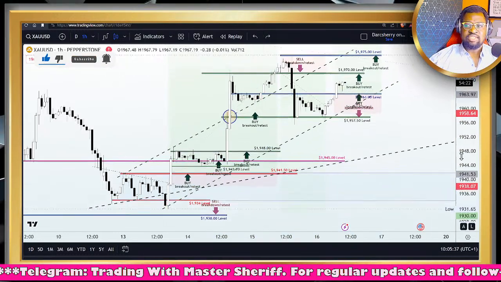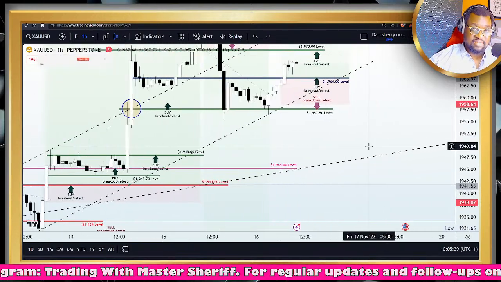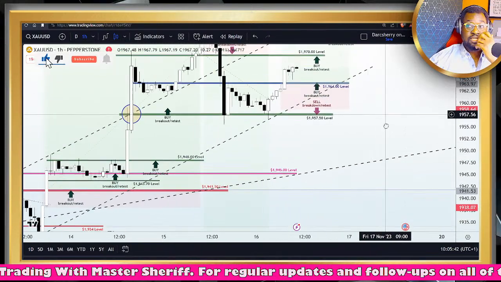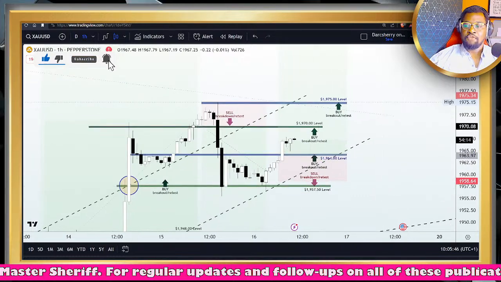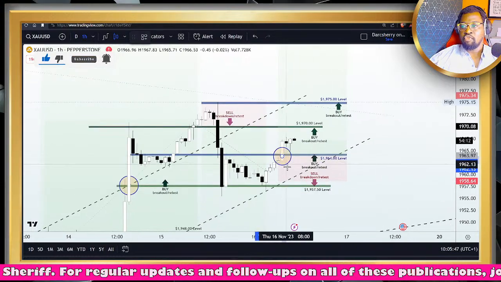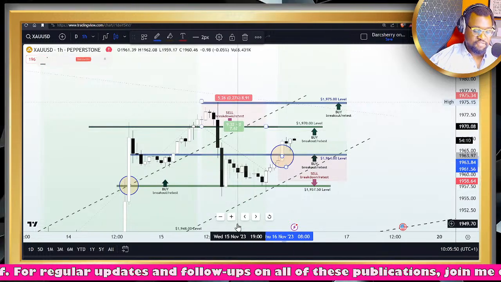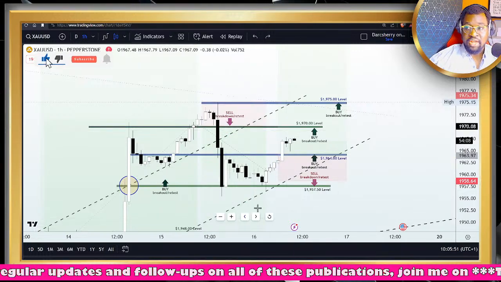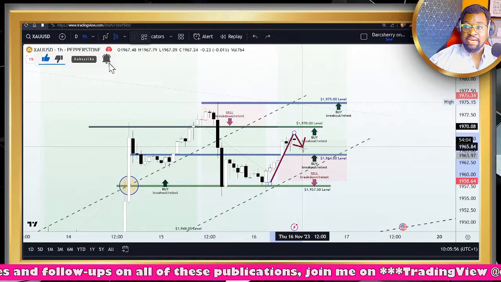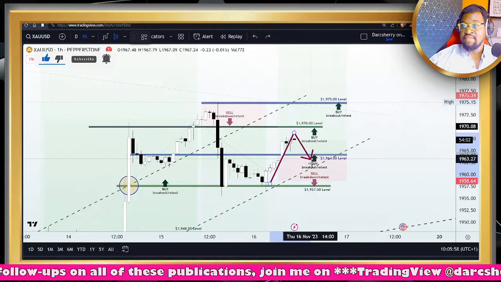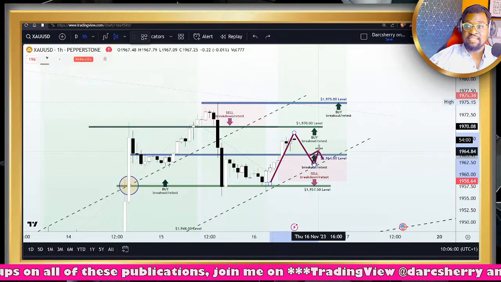Now, as long as price remains within the ascending channel, I want to still consider buying this asset. For those of us who had missed out on the breakout of the 1,964, well, there's no point to worry, as we could still have a situation where price could come back and retest the structure, or even come back into the ascending trend line.